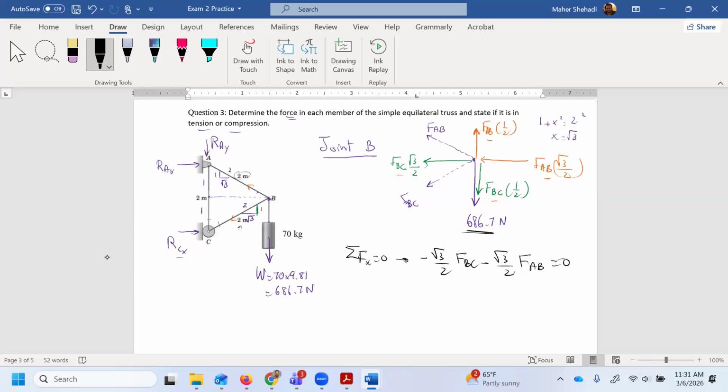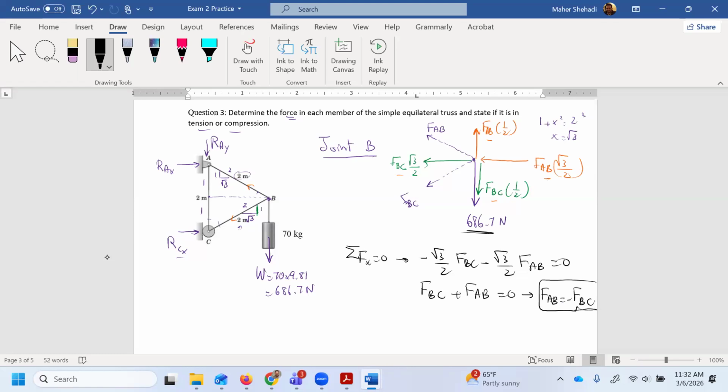So if you multiply the whole thing by 2 over square root of 3, I'll have FBC plus FAB equals 0. So multiply it by minus square root of 3 over 2. Therefore, FAB is equal to negative FBC. So as you can see, we didn't really solve, and that's what's expected.